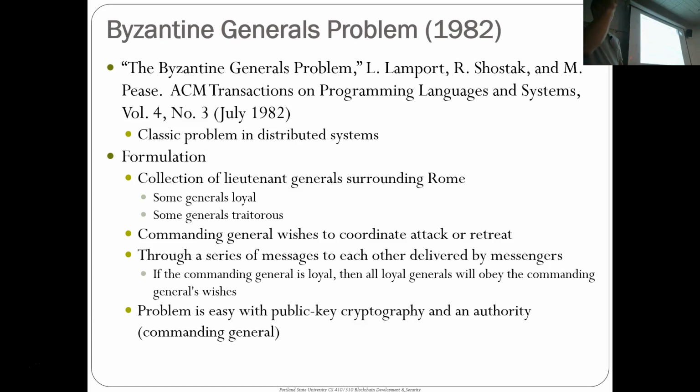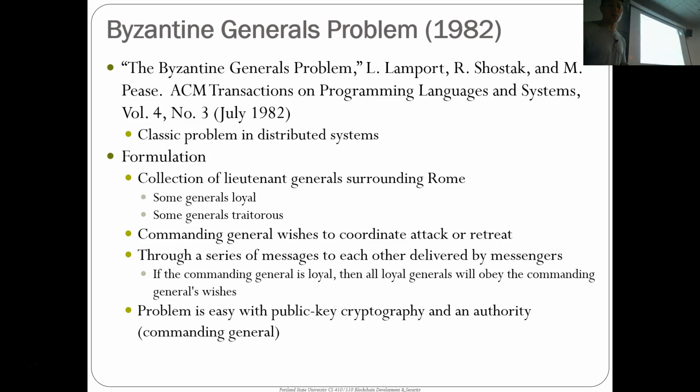And then through a series of message exchanges between the commanding general and all the other surrounding generals, you want to come to an agreement so that if the commanding general is loyal, then all loyal generals will obey that commanding general's wishes. Now this problem, as we saw in the previous class, is really easy if you have the general's public key, right? And then the general is signing orders. So with public key cryptography, the Byzantine generals problem is easy. You just sign the order, broadcast it, and then everybody with the general's public key can verify that, yes, this is the commanding general's order. We're going to either attack or retreat.